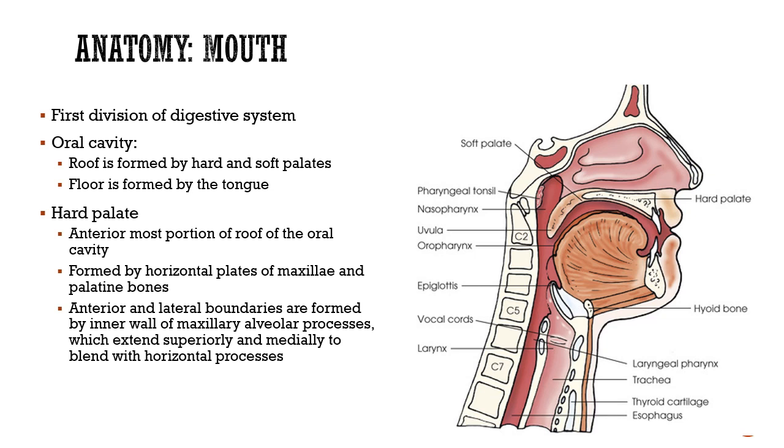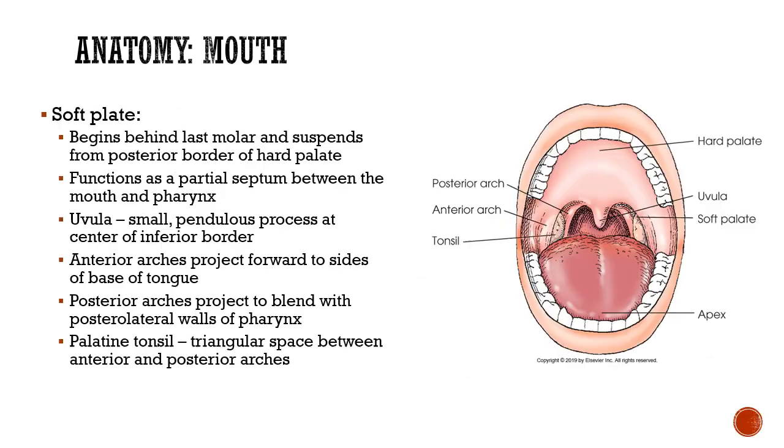And we've got that area shown here. The anterior and lateral boundaries are formed by the inner wall of the maxillary alveolar processes, which extends superiorly and medially to blend with the horizontal processes.